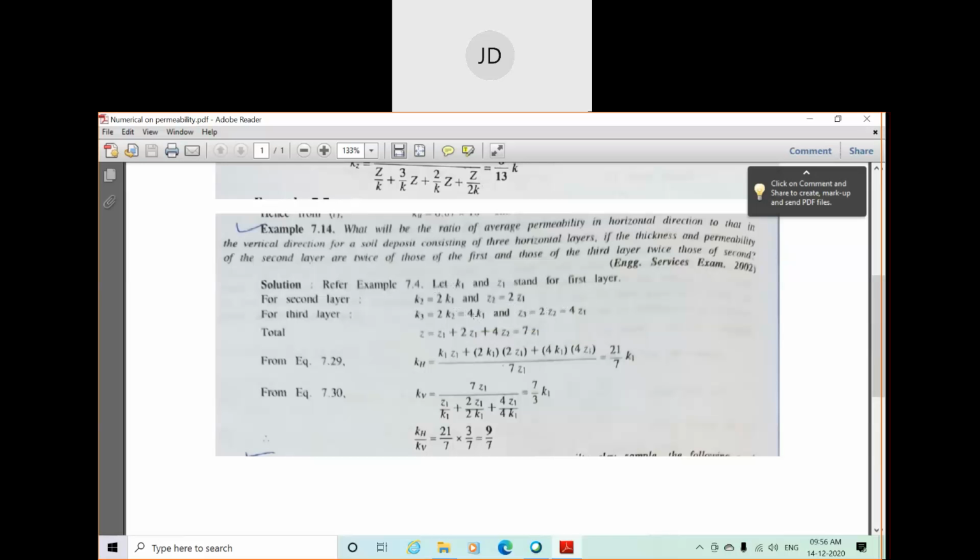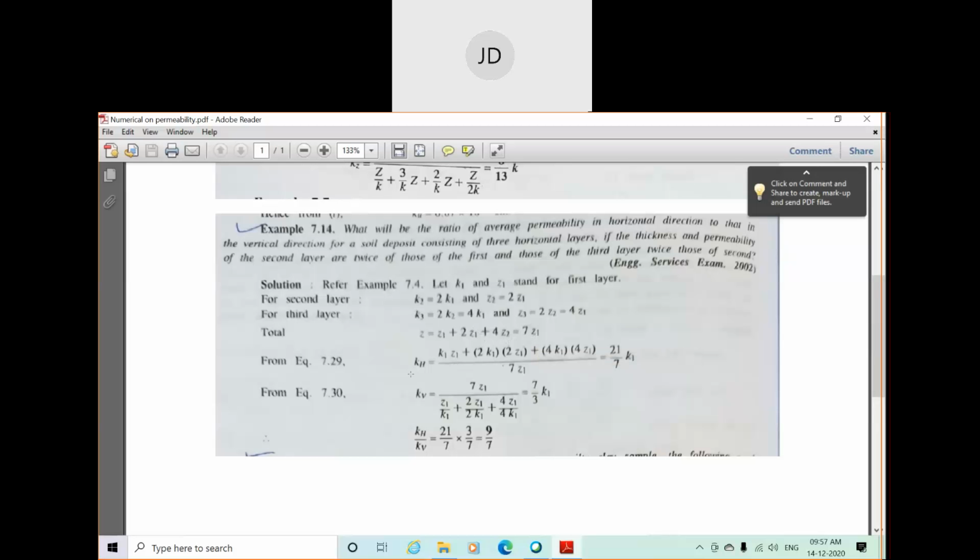After getting this value, you can find out the total thickness of the layer. How many layers does it contain? Three layers exist in this particular stratified soil. So Z equal to Z1 plus Z2 plus Z3. But what is Z2? Z2 is equal to twice Z1. What is Z3? Z3 equal to 4 Z1. So finally 4 plus 2 plus 1, that is 7Z1. So the total thickness of the layer is 7Z1.